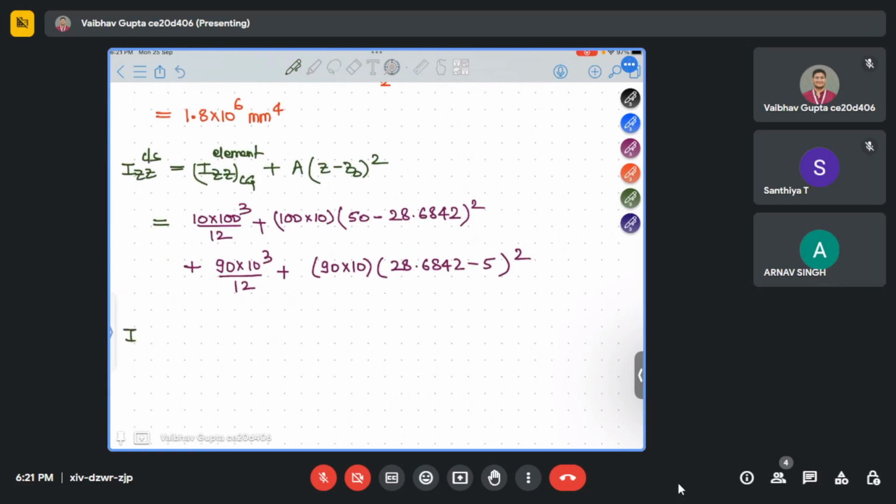So now we'll calculate Iyz of the cross section. As per the parallel axis theorem, Iyz of the element along CG plus A into (y minus y naught)(z minus z naught).